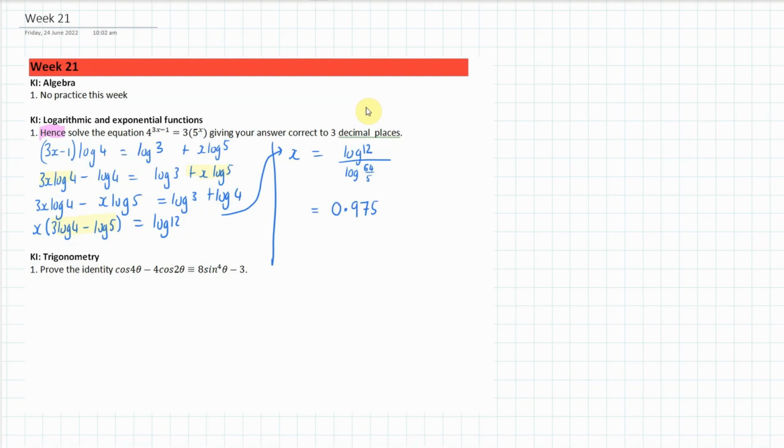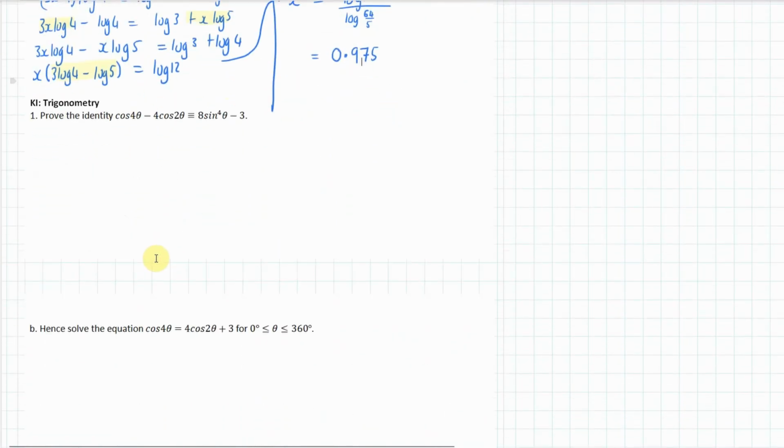Now the next one is an identity that we have to prove. So you can see that we've got a 2 theta and a 4 theta here. So we're going to use the double angle rules, I think. That's probably what I want to do here.